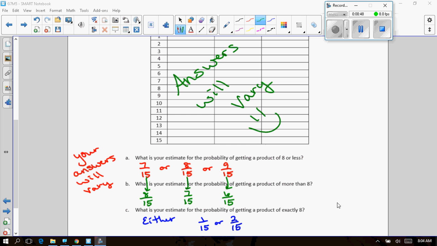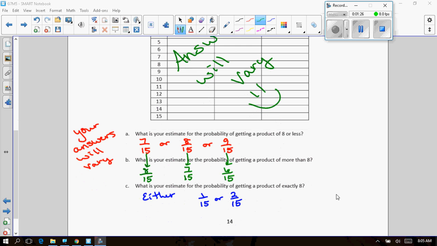And then we had part B, and it says to estimate the probability of getting more than an 8. So if you had 7/15ths in part A, then your answer to B will be 8/15ths. If your answer for part A was 8/15ths, then your answer will be 7/15ths. And let's suppose your answer had been 9/15ths. Now in part B, your answer will be 6/15ths. So in other words, these two answers from part A and part B should add up to 15/15ths. So even if you had something different in part A, check to see if your numerator of part A and your numerator of part B add up to 15, then you've done it right.